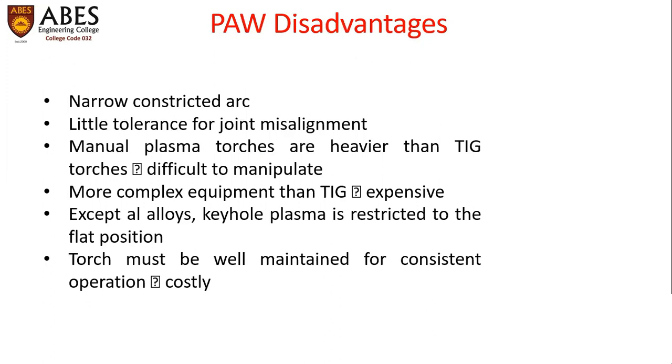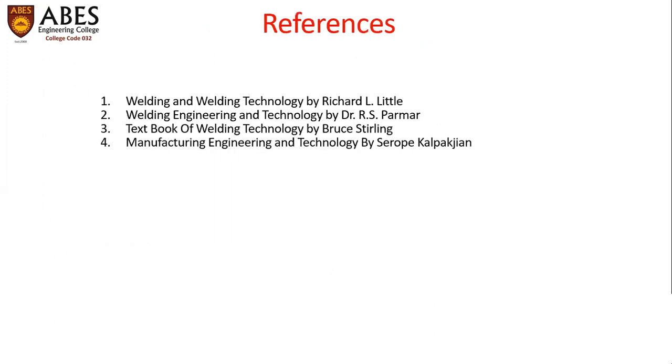Except for aluminum alloys, keyhole plasma is restricted to the flat position. In plasma arc welding, the torch must be well maintained for consistent operation. The whole process is kind of costly.